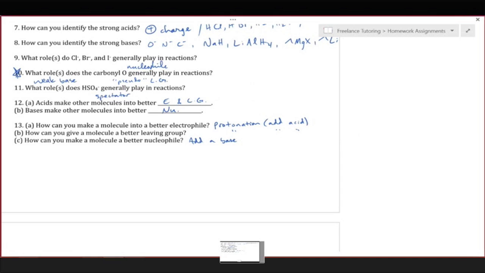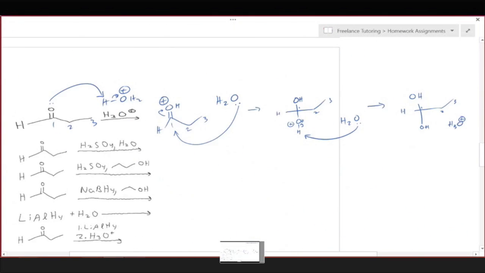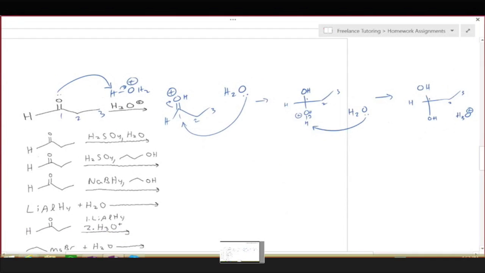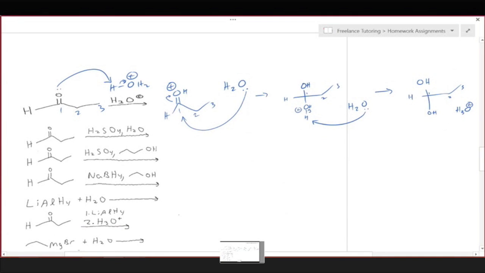Okay, very good. So let's scroll back down to where we were. What was the purpose of the hydronium? How did the hydronium help this reaction? It made the oxygen more positive. It made the molecule electrophilic. That's a very good answer. By making the oxygen positive, it made the carbon electrophilic. The carbon was already electrophilic, but now it's a much better electrophile. Okay, good. So now let's try the next example.